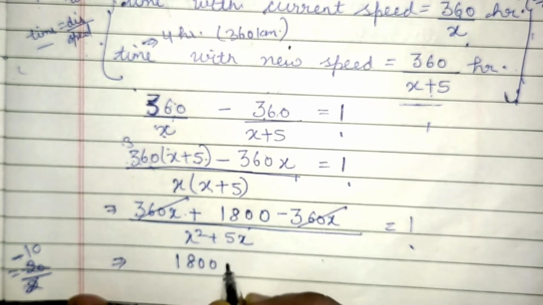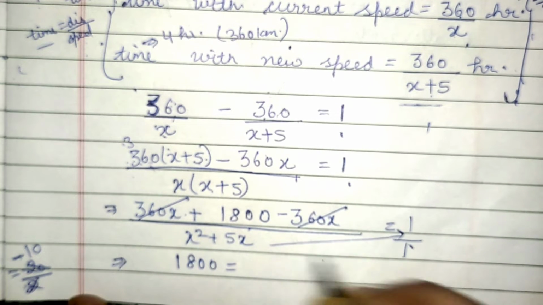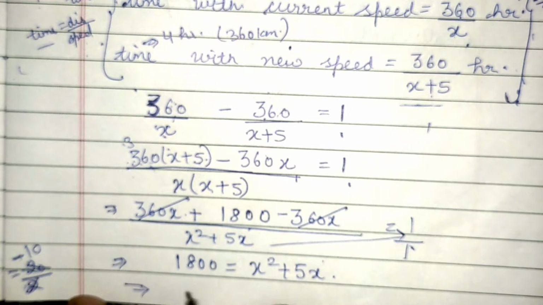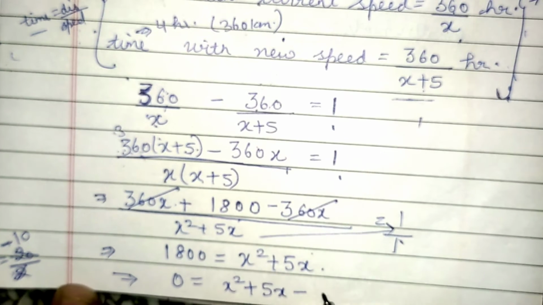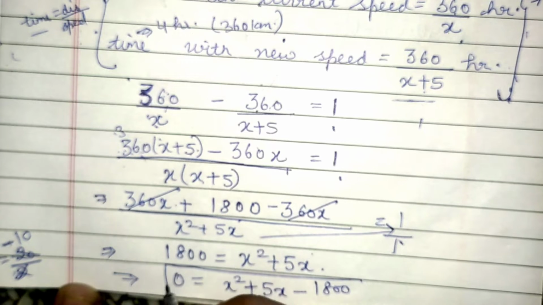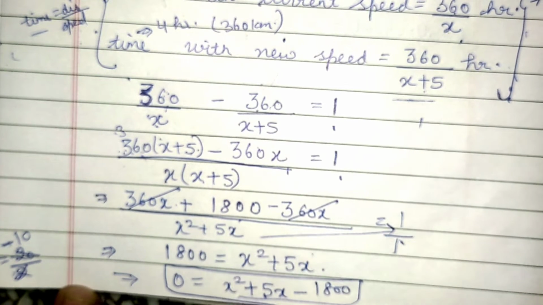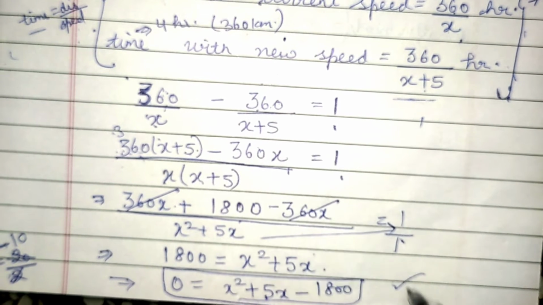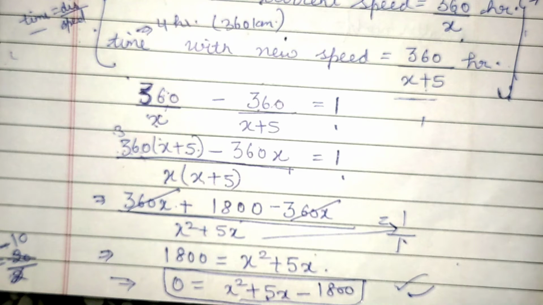It will give you 1800 is equal to, and doing the cross multiplication, it will give you x square plus 5x. So when you take this value to the right hand side, it will give you x square plus 5x minus 1800. So this is your quadratic equation. You can find the roots of this quadratic equation by using any method which you think is simpler. So try to find the roots of this quadratic equation by yourself and add your comments in the comment box whether you are able to solve it or not. Okay.